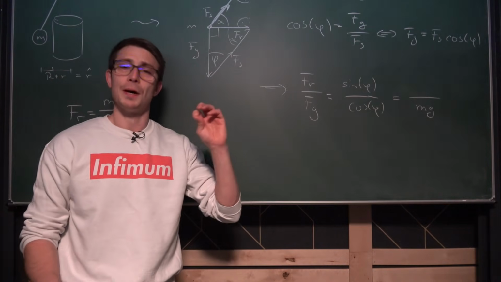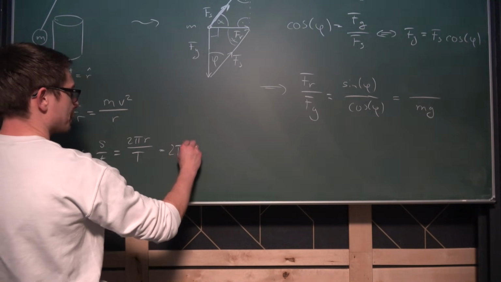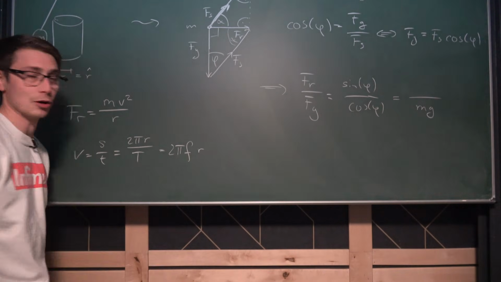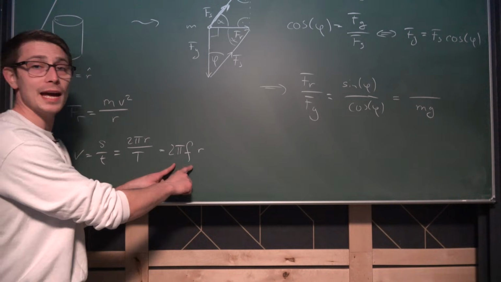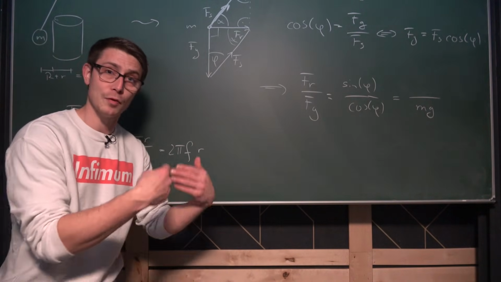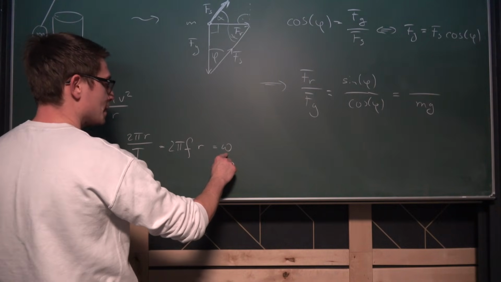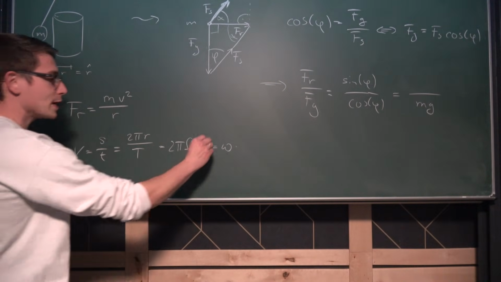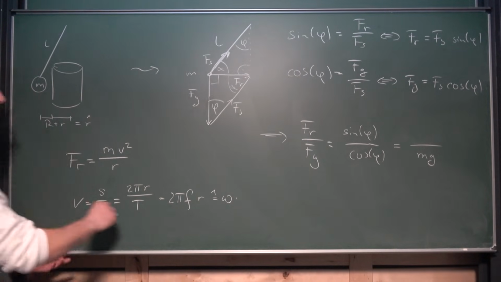Now, 1 divided by T by definition is the frequency, so we can substitute this for 2 times pi times the frequency times r. Now, 2 times pi times the frequency by definition is the angular frequency, otherwise known as the angular velocity. So this right here is the same as omega times our radius r that we are having in our problem for our mass, which is exactly r hat.